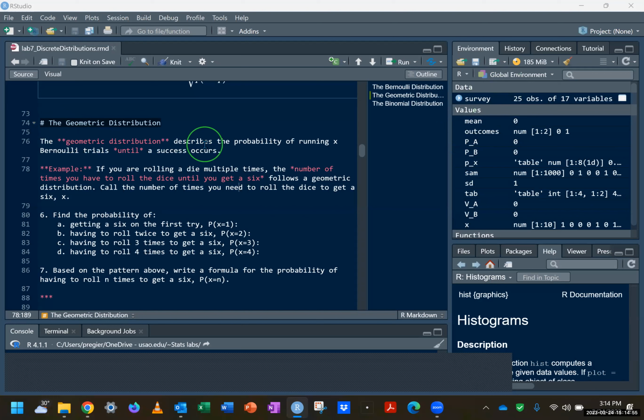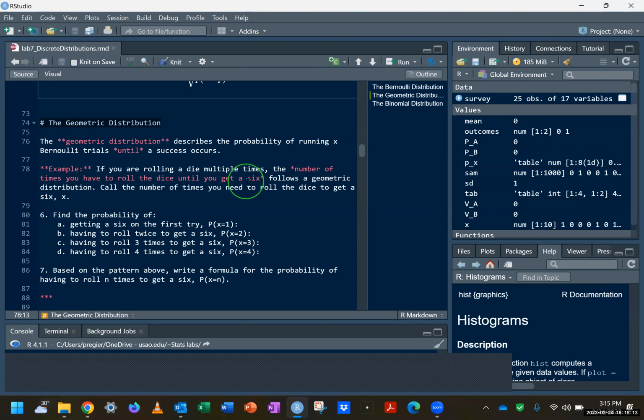distribution describes the probability of running a certain number of trials, Bernoulli trials, over and over again, and we want to know what's the probability of running those trials and not getting a success until the X trial, or any number of trials. So let's look at an example.